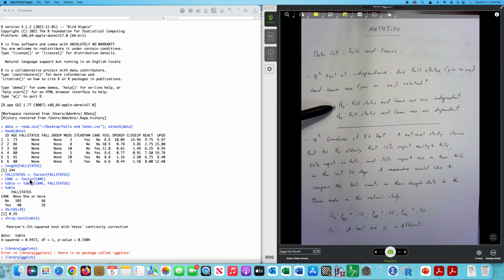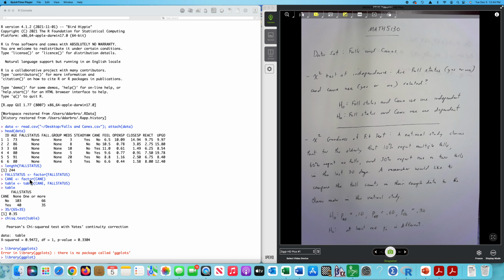Our null hypothesis is that fall status and cane use are independent, they're not related. Our alternative hypothesis is that fall status and cane use are related, so they are dependent. We'll get to this a little bit later.